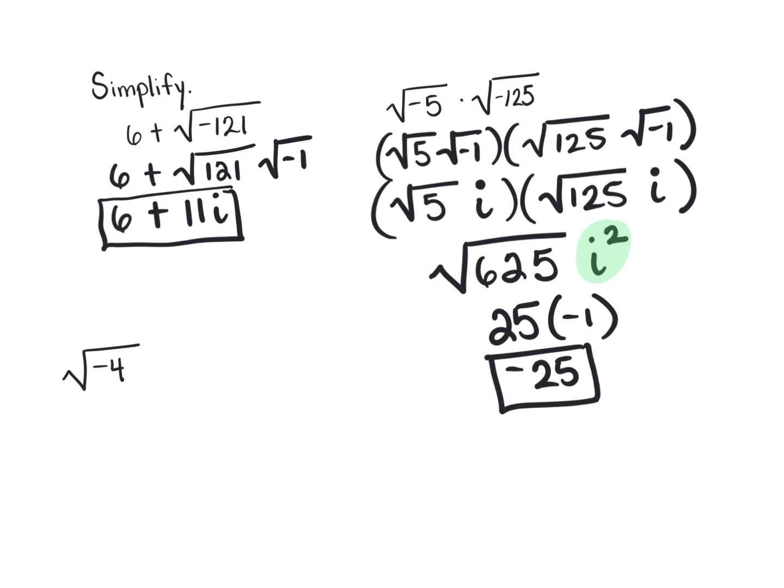And then going back to really simple, we have the square root of negative 4. So you have to separate the number and the negative 1. And then we know that the square root of 4 is 2. And the square root of negative 1 is i. And that problem is now complete.